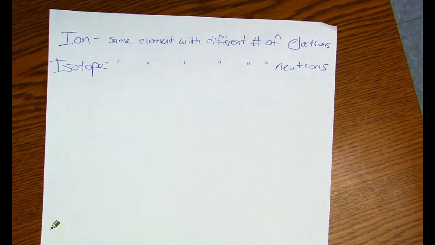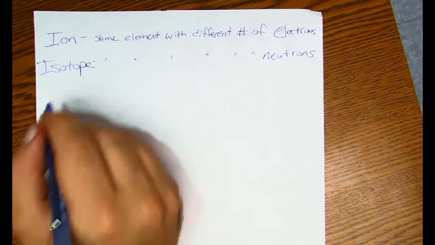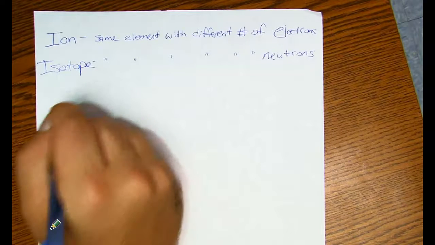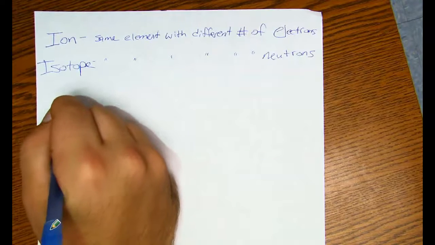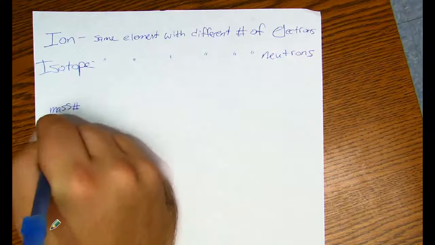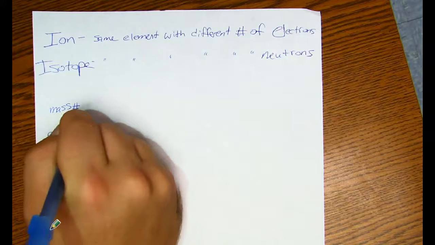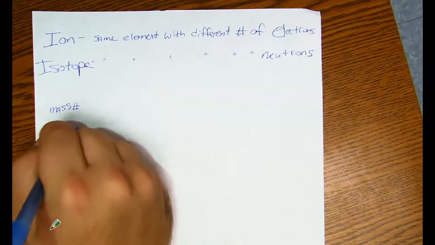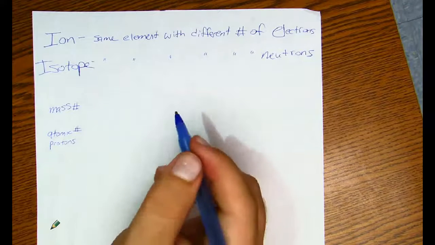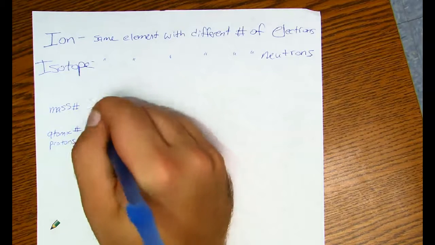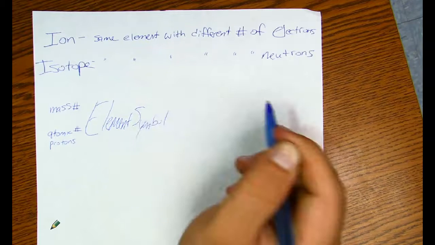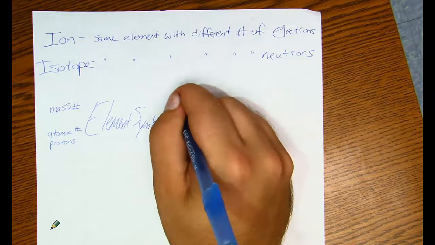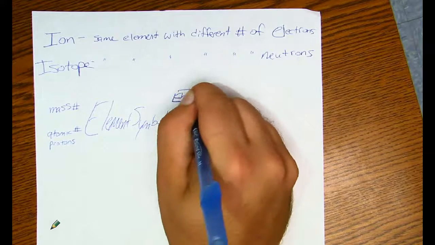So what I'm going to show you here is a nuclear notation of the different elements. There are going to be two numbers. The mass number goes on top. The atomic number, which is also the number of protons, goes on the bottom. Then you have the element symbol. And over here, you're going to have the charge.